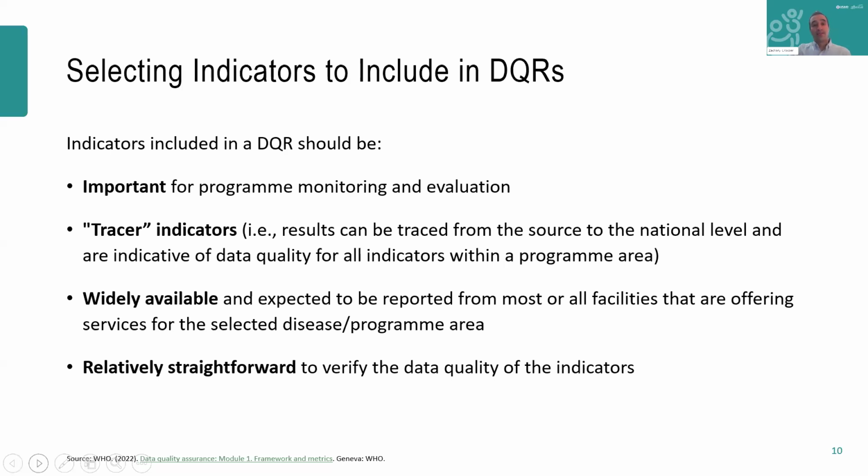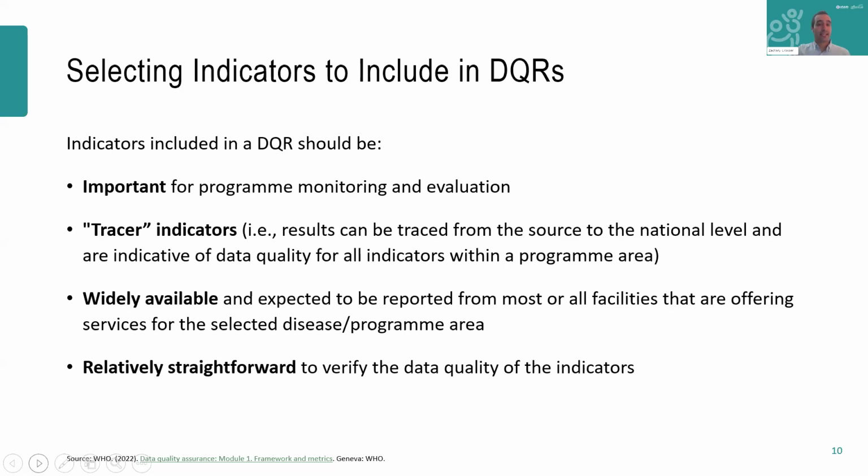The data quality review examines the quality of data by applying data quality metrics to indicators that are being reported from a health facility. Since there are usually many indicators reported from health facilities, it's probably not going to be feasible to examine the quality of data for all reported indicators. So we usually need to select certain indicators to be included based on the purpose of the data quality review. In general, indicators that are selected to be included in the data quality review should be indicators that are important for program monitoring and evaluation.